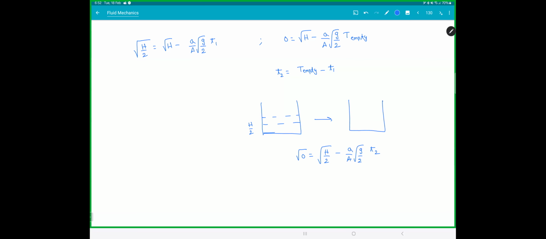Making sense? So h was the initial height, isn't it? So you start the problem from h by 2. So your initial height is h by 2. So if you take t1 by t2, you will get root 2 minus 1. You can check. Is this clear, everyone?